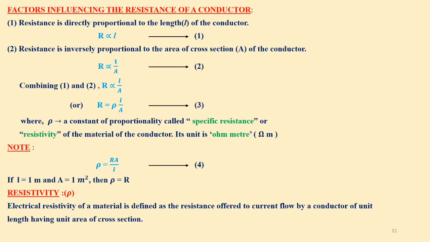In this equation, if L is equal to 1 meter and A is equal to 1 meter square, then rho will be equal to R. So from this we can get the definition for resistivity rho. Electrical resistivity of a material is defined as the resistance offered to current flow by a conductor of unit length having unit area of cross section.